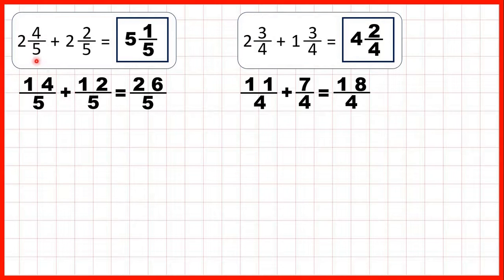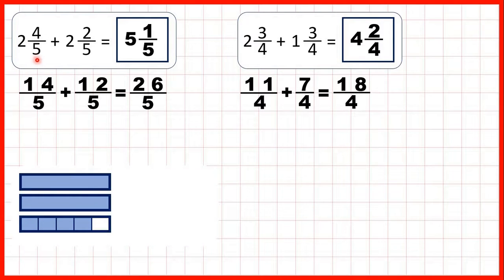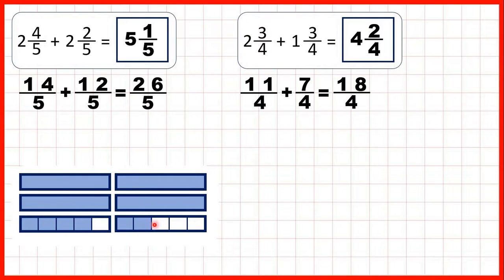So now let's show fraction bars to understand what we did. For this first question, we had 2 and 4 fifths, so that's 2 wholes and 4 fifths, and we were adding 2 and 2 fifths. We changed both numbers into improper fractions, so that gave us 14 fifths and 12 fifths. Putting that together, we got 26 fifths, because remember, each of these parts is 1 fifth, and we have 26 of them. But to change that back into a mixed number, we divided 26 by 5, and that gave us 5 wholes and 1 fifth as our answer.